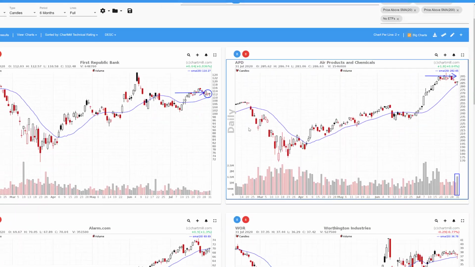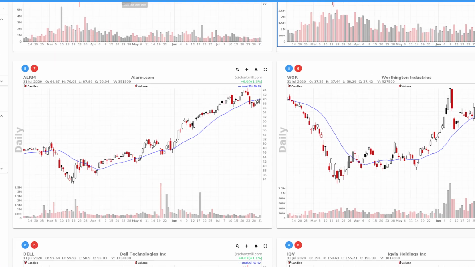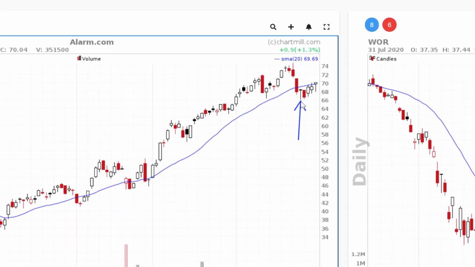Alarm.com. This one doesn't pass. The candle hasn't formed at the bottom of the price retracement. There was one a couple of days ago which was much more interesting. A well-shaped candle with reasonable volume and at the same time forming a double bottom.